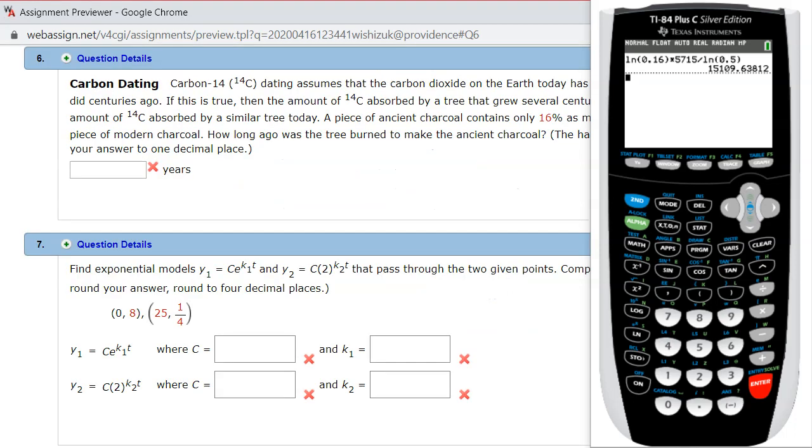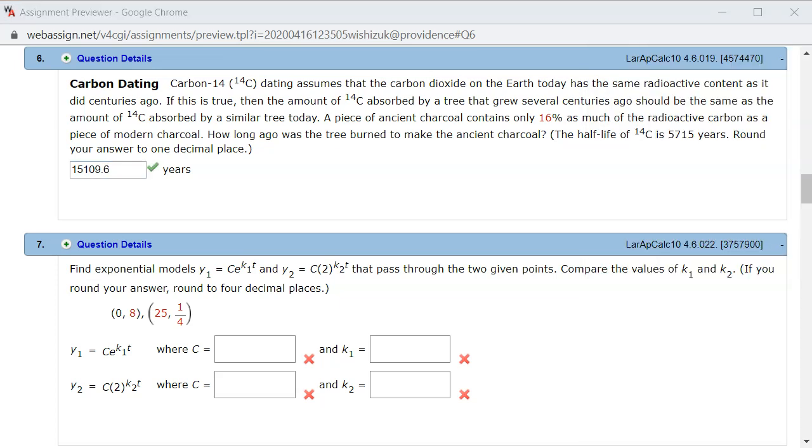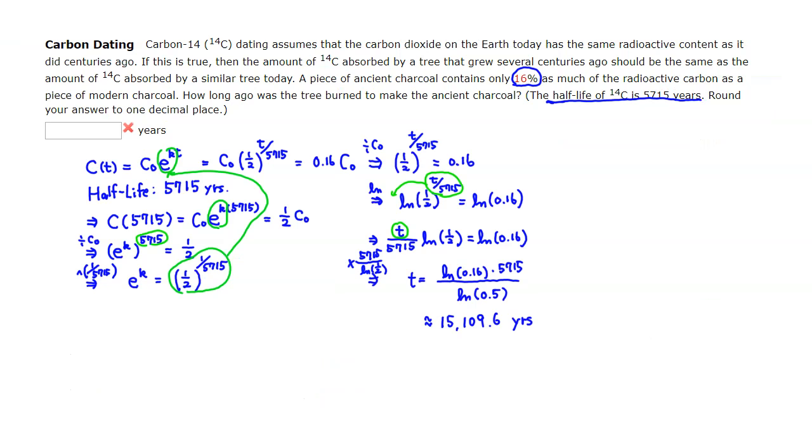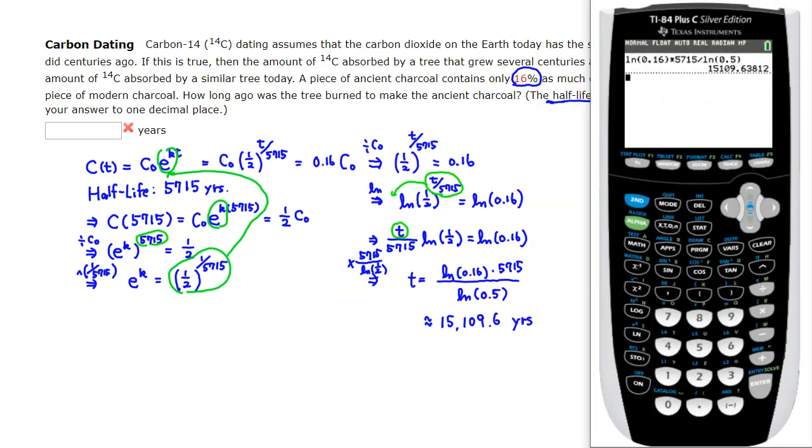So let's type it in. I'm going to just open this up. We found that to be 15,109.6. Let's check the answer. I came back and it looks like we got this one correctly. That's it. I hope that this was clear.